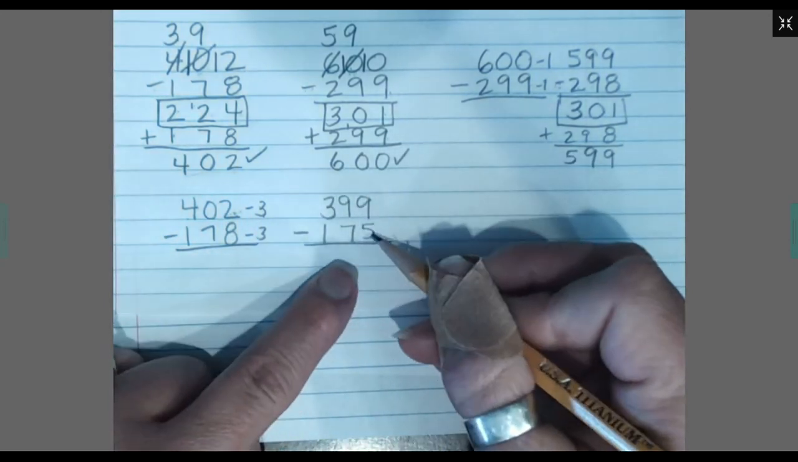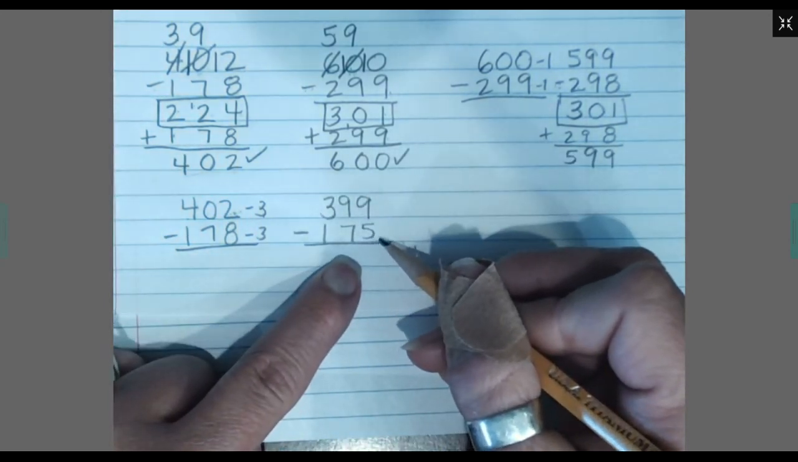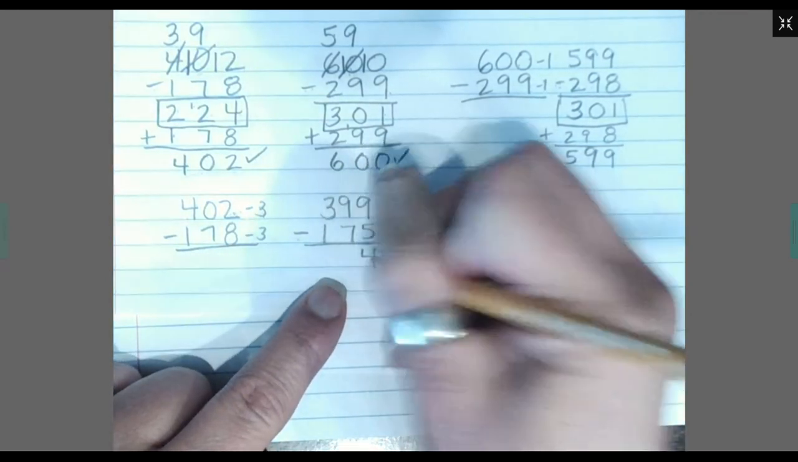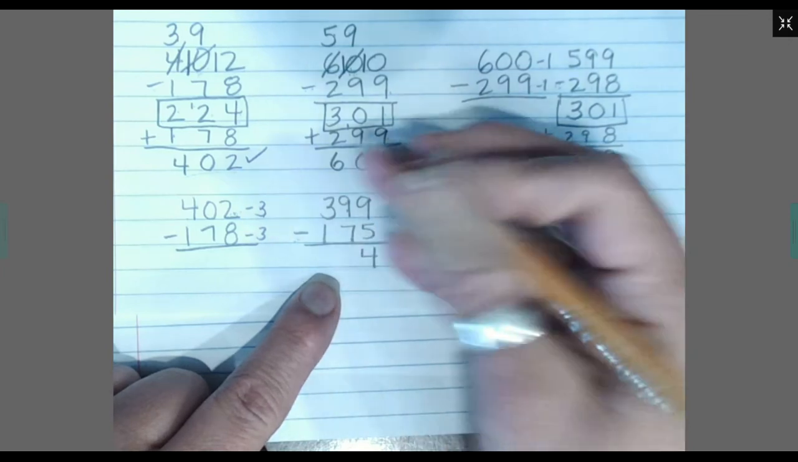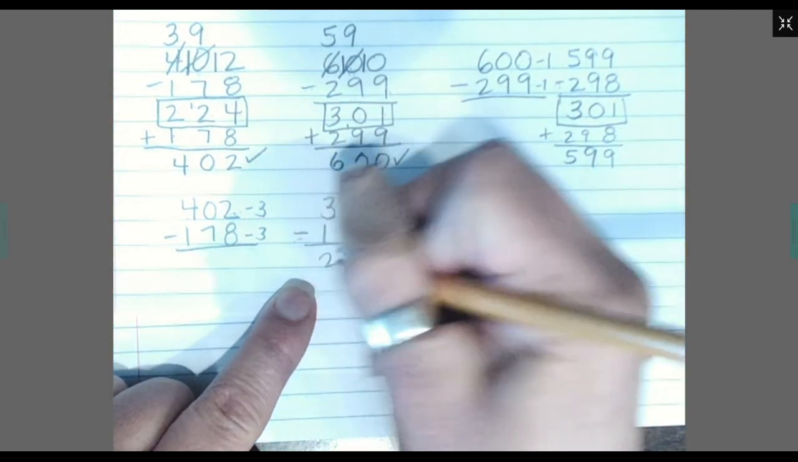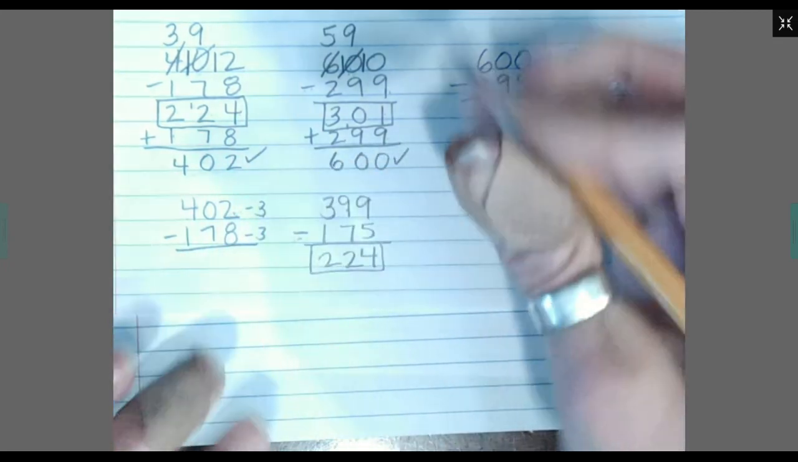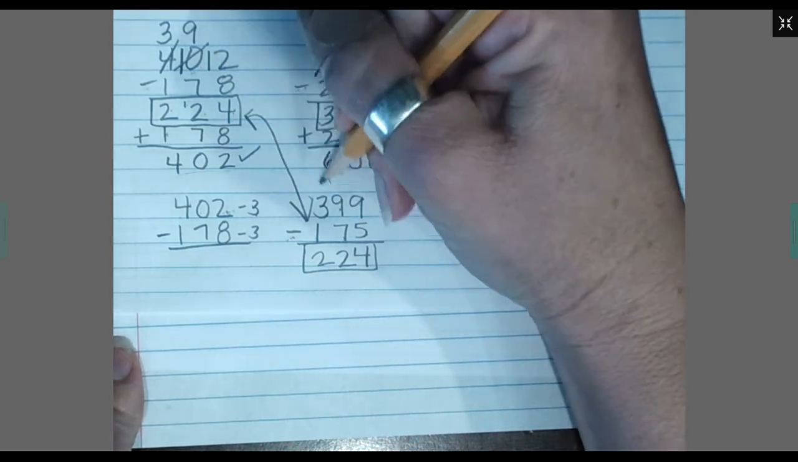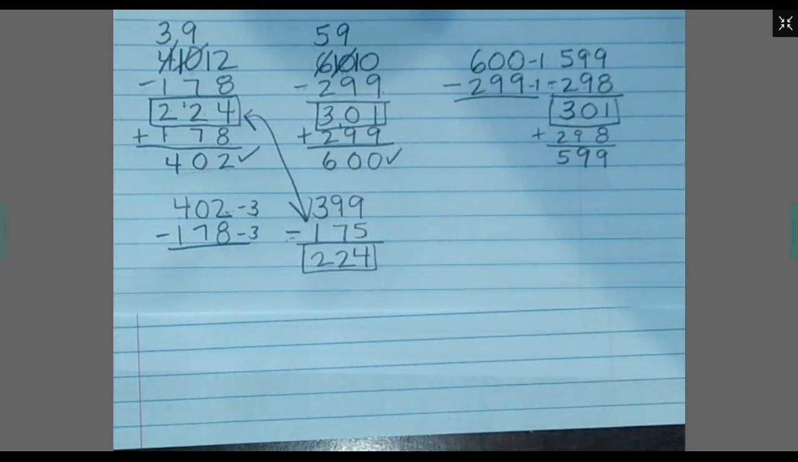And look at this. I don't have to regroup. Woohoo! 9 minus 5 is 4. 9 minus 7 is 2. 3 minus 1 is 2. And did I get the exact same answer as when I regrouped? Yes, I did. Very nice.